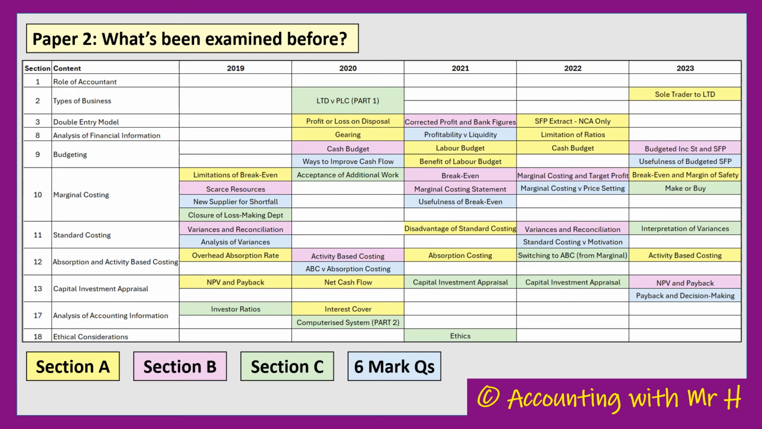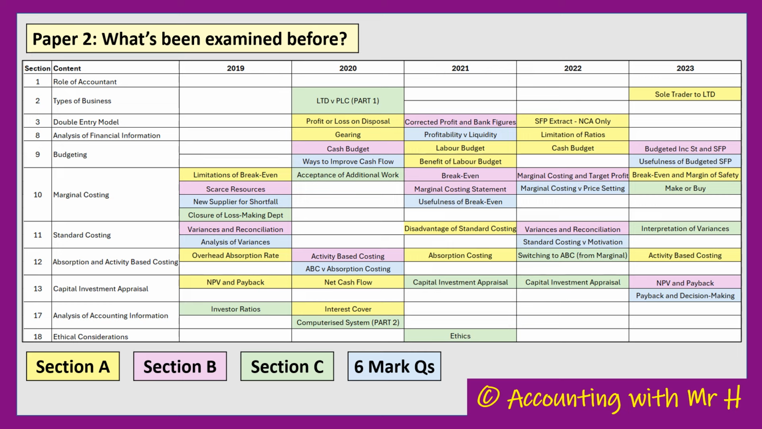2020, using marginal costing to accept additional work was a 25-mark question. 2021, there were some things on break even, a marginal costing statement, usefulness of break even. 22, using marginal costing to calculate a target profit, marginal costing as a means to set prices. And then last year there were some little questions on break even and margin of safety. But then there was a section C question, which was essentially about a make or buy decision.